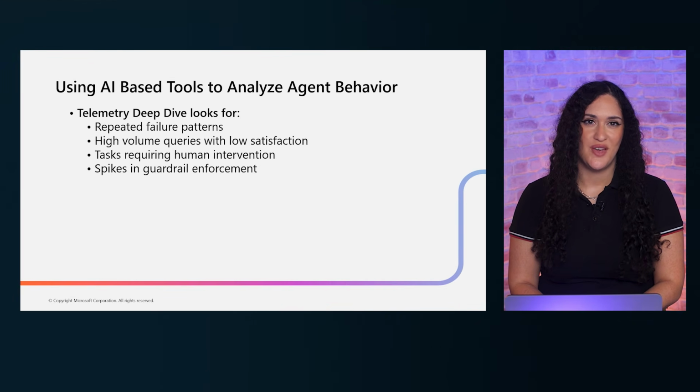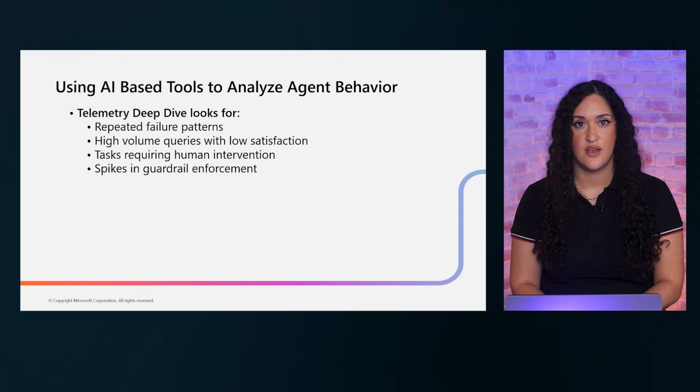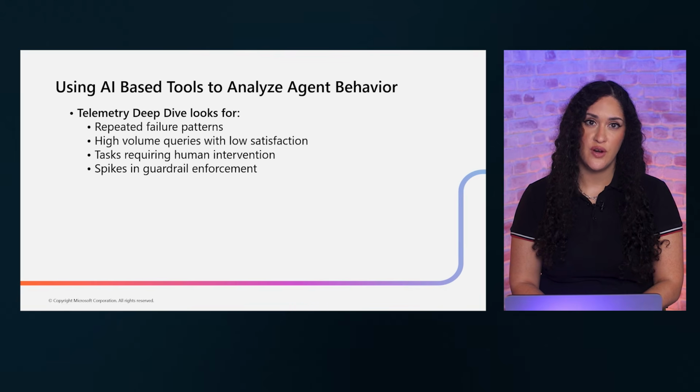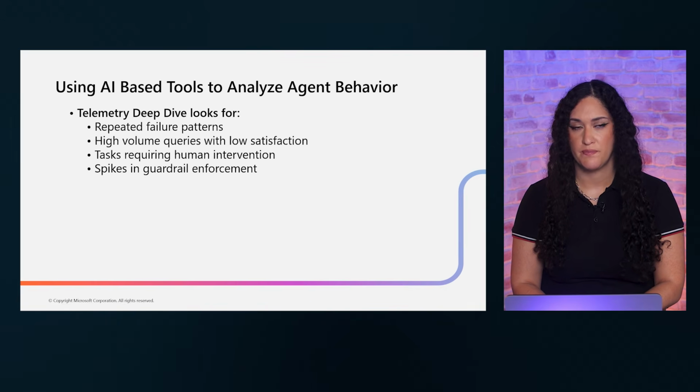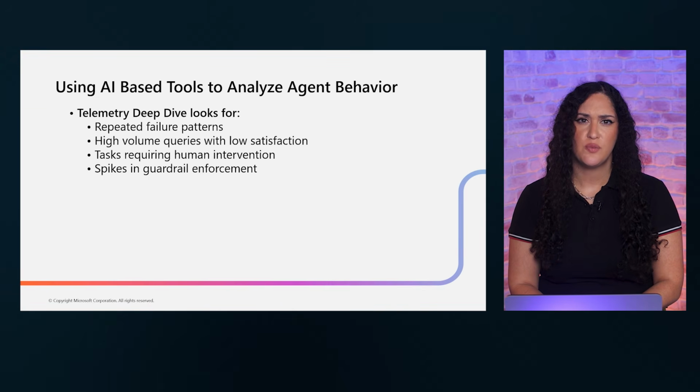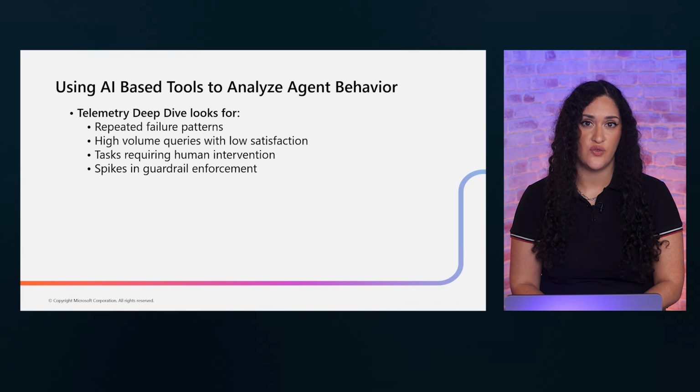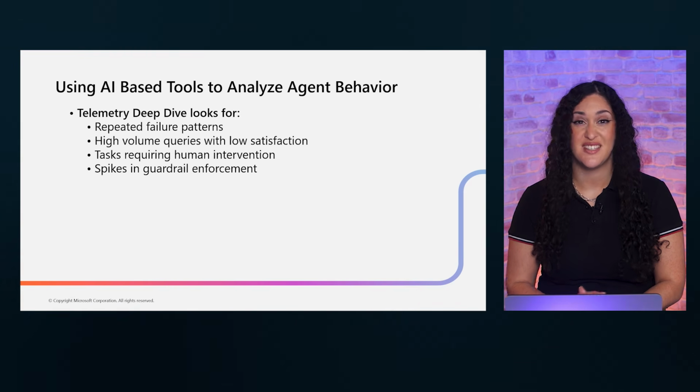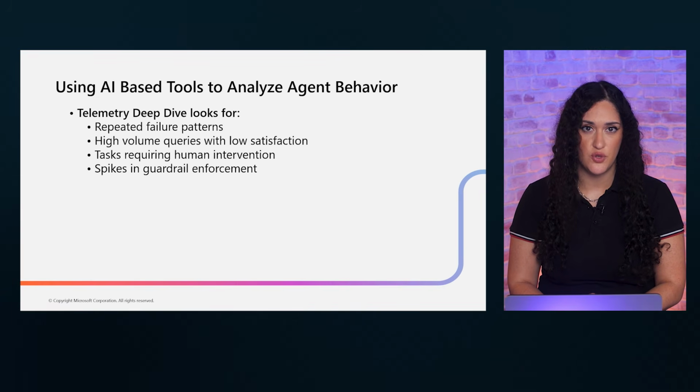To analyze agent behavior effectively, you need to know where to look. A telemetry deep dive should focus on 4 key areas. First, repeated failure patterns. If the same error keeps occurring, that is systemic, not random. Second, high-volume queries with low satisfaction. These are places where lots of users are hitting the agent but not getting what they need. Third, tasks requiring human intervention. Every time a human has to step in, that is a missed automation opportunity.